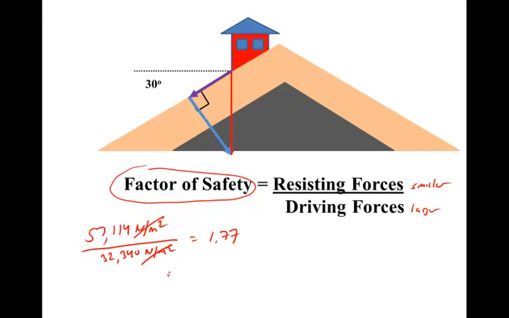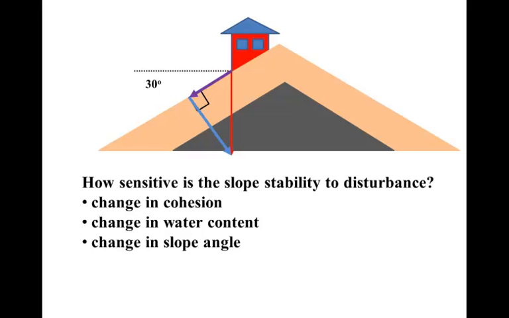This means that resisting forces are 1.77 times larger than the driving forces. The slope is stable. Resisting forces are almost twice as large, 1.77 times as large to be exact, as the driving forces are. Next step, which we're going to do in the second part of this week's lab, is to think about what changes could occur to the slope that would affect the factor of safety, that would affect how stable the slope is.